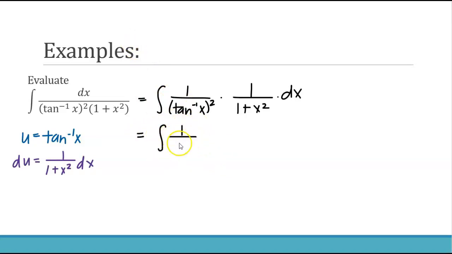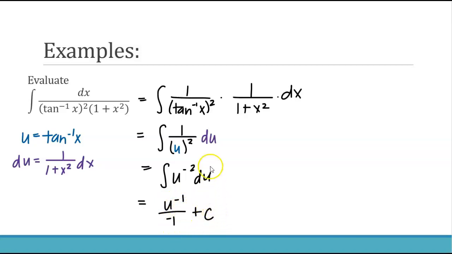I'm going to have 1 over u squared, so there's my u, and then this whole piece right here is just du. So it turned it into a nice little integral. So 1 over u squared du, which is, oops, the integral of u to the negative 2 du, or u to the negative 1 over negative 1 plus c. So we can't forget to actually take the antiderivative.